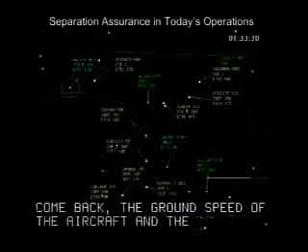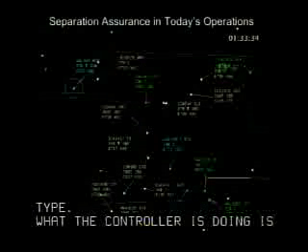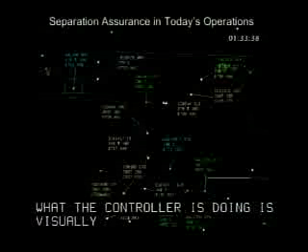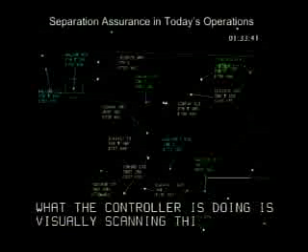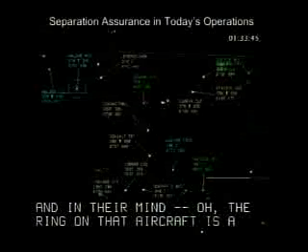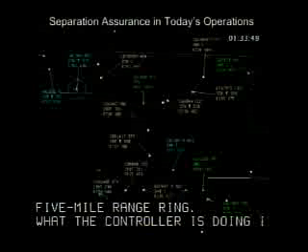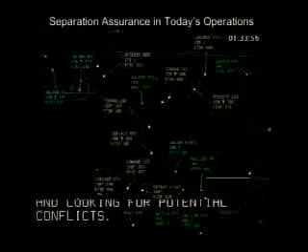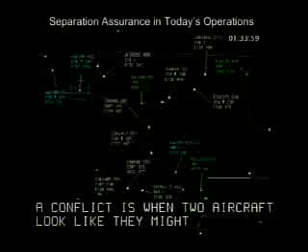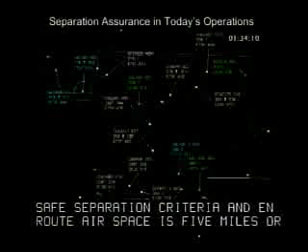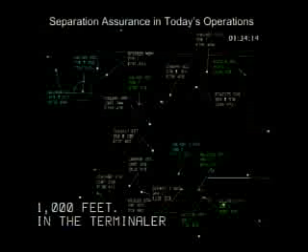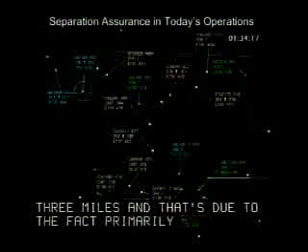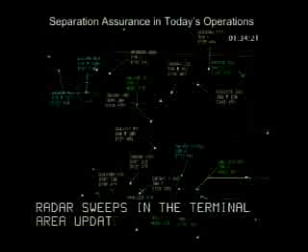So what the controller is doing is visually scanning this display, and in their mind, the ring on that aircraft there is a 5-mile range ring, so it's got a radius of 5 miles. What the controller is doing is visually scanning this display and looking for potential conflicts. A conflict is when 2 aircraft look like they might come together and violate the safe separation criteria unless action is taken. Safe separation criteria in en route airspace is 5 miles or 1,000 feet. In the terminal area, it's 3 miles, and that's due to the fact primarily that the radar sweeps in the terminal area update every 4.5 seconds, and the radar sweeps in en route airspace update every 12 seconds.